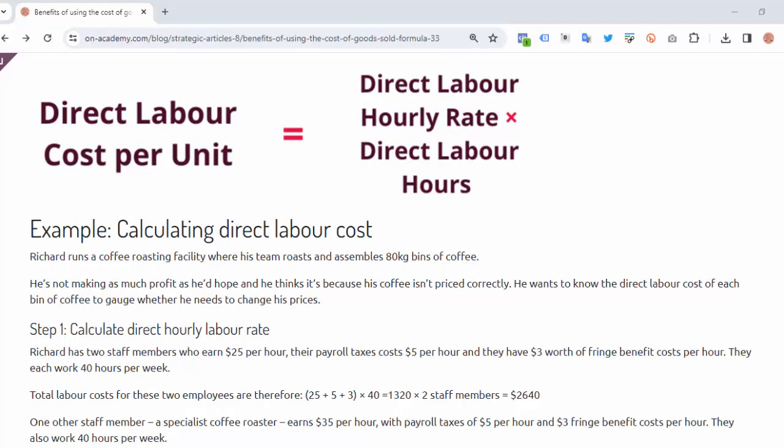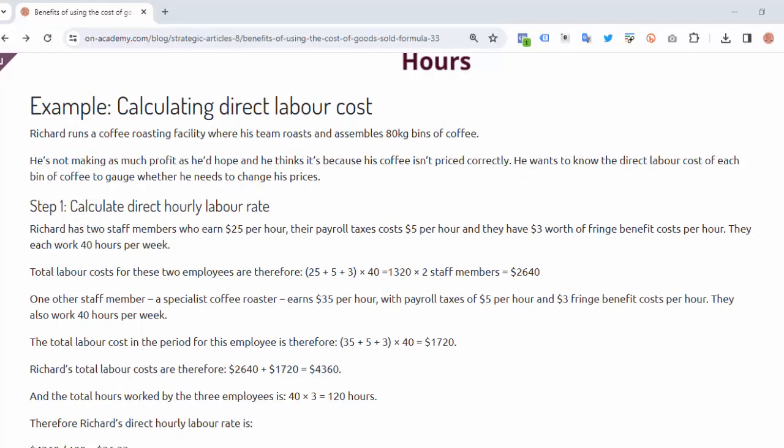$136.23. Now that Richard knows that it costs $136.23 to make each bin of coffee, he can decide to raise his prices to cover all his costs or manage his labor costs, for instance by raising his productivity through more efficient manufacturing processes that reduce labor inputs per output. Direct labor costs. Direct labor costs consist of more than just wages.